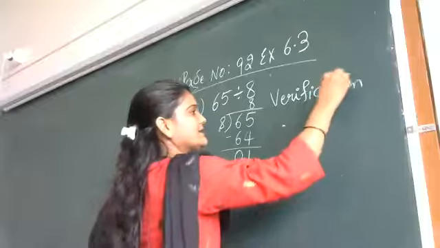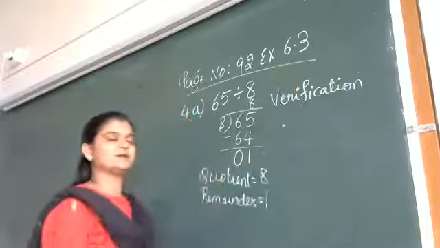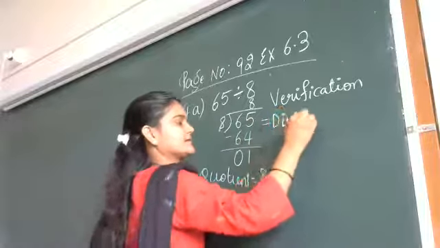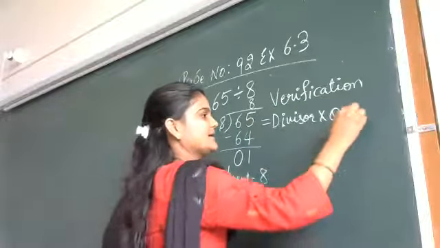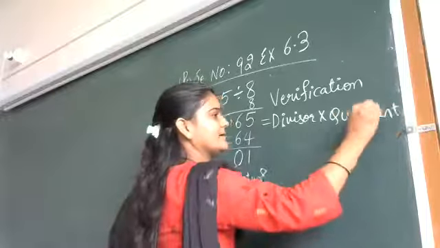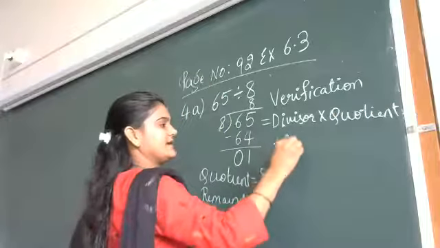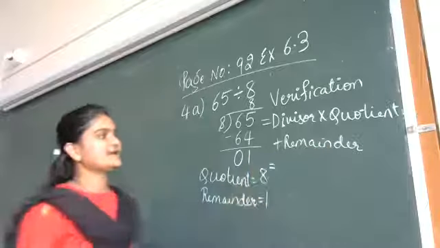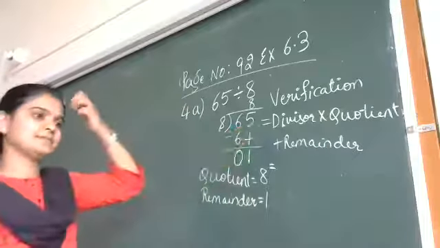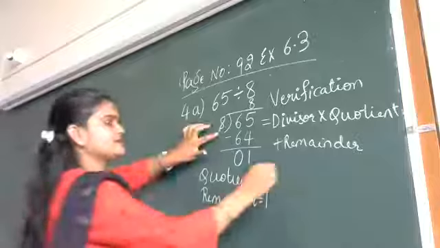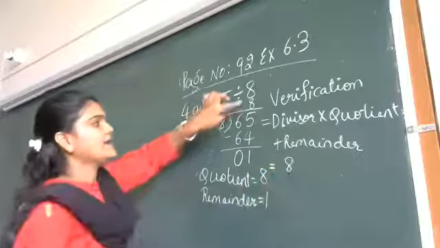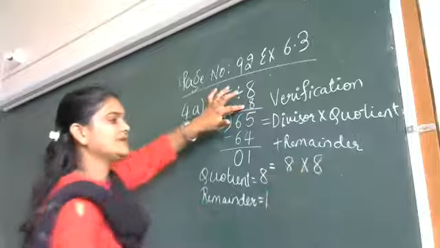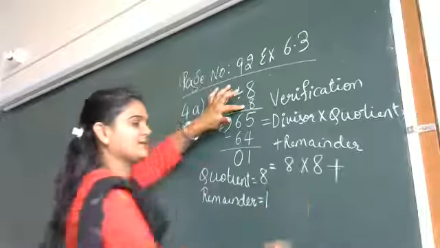First, write quotient. Divisor into quotient, not remainder. Plus remainder. Divisor is what, children? Eight. What is the quotient? Eight. What is the remainder?